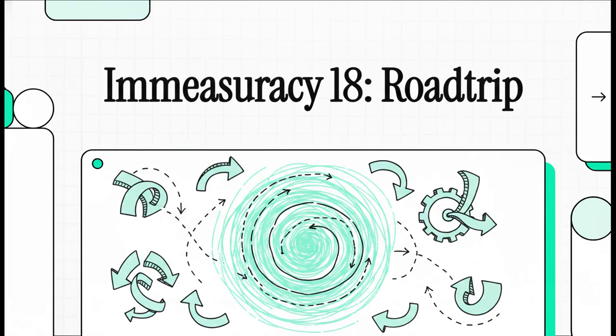Welcome to our explainer on the intriguing, absolutely head-spinning concepts from the source material Immeasuracy 18. I'm getting dizzy. Today we're taking a chronological road trip to see what actually happens to our math and our physical reality when we just try to change direction. Sounds pretty basic, right? But as you're going to see, the mechanics and the arithmetic behind simply turning around are way more fascinating than you might think.